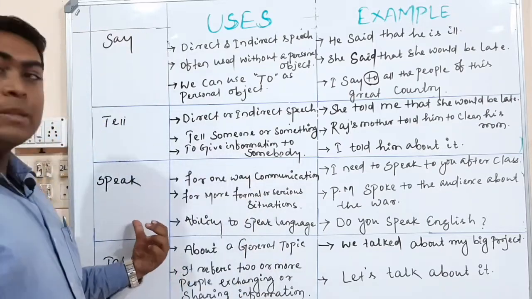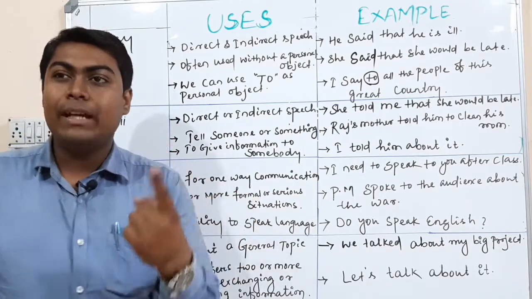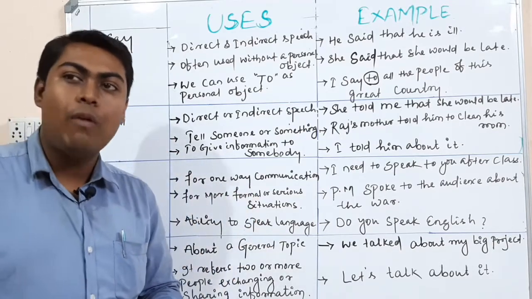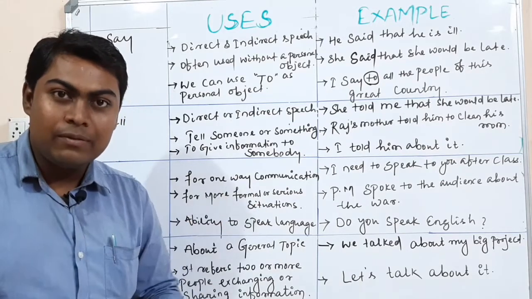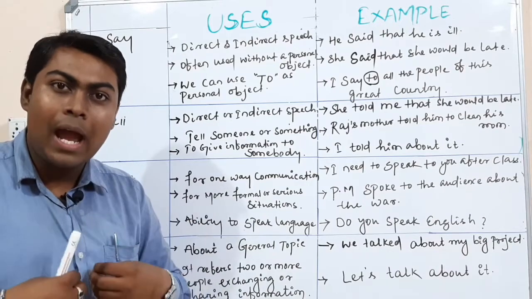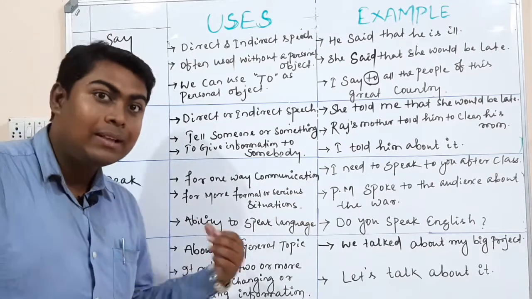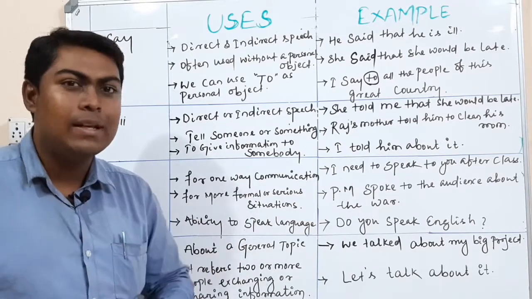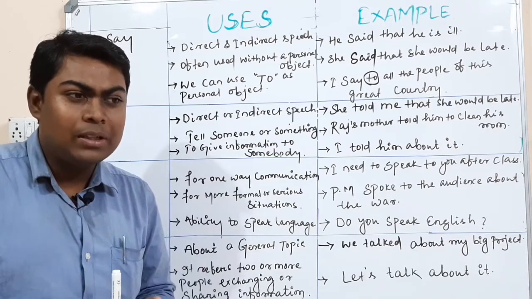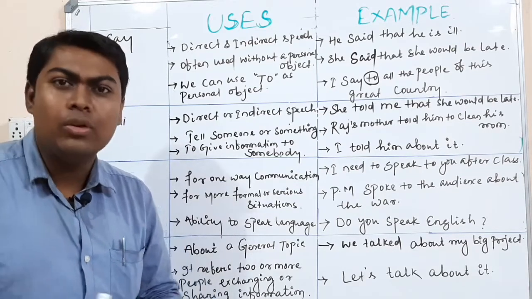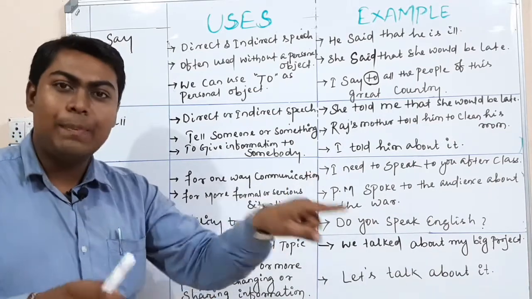Next, the third one is speak. First, we can use speak for one-way communication. Suppose the other person in front of us doesn't know what I am going to discuss with him. In that case we can use speak. For example, there is a disturbance between two people, and one is very angry and doesn't want to talk with the other. In that case you can say, I need to speak to you after class.